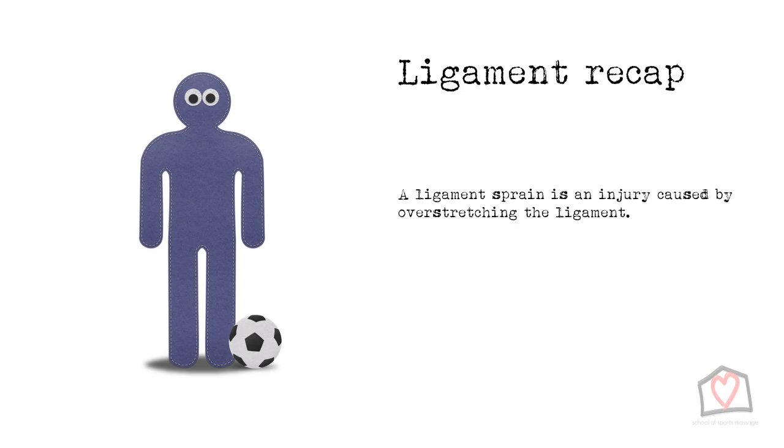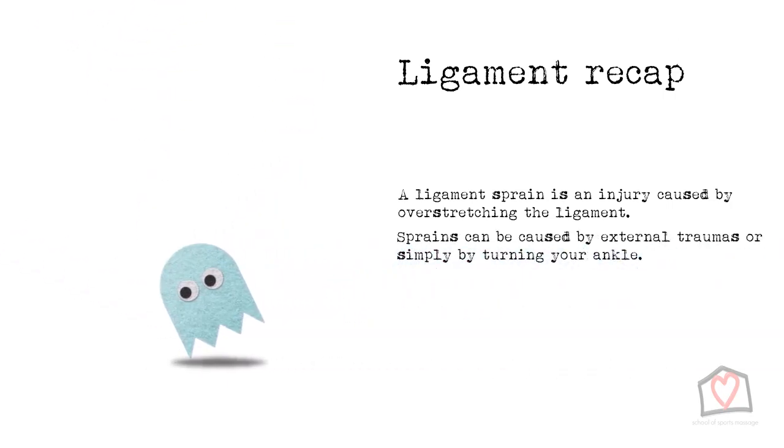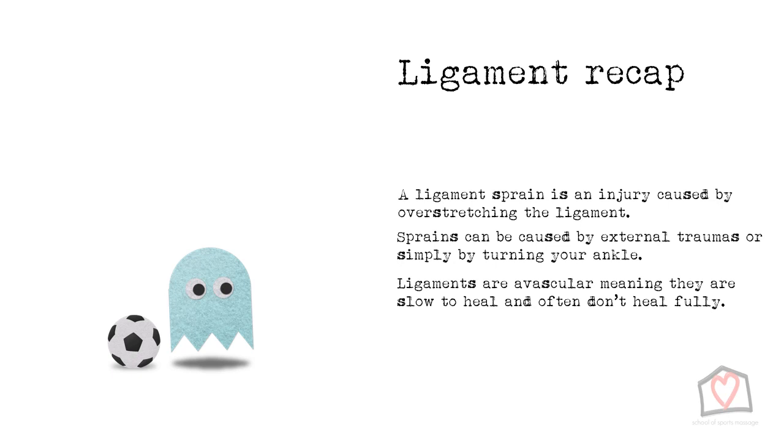A ligament sprain is caused by overstretching the ligament. This can be a consequence of an external trauma, such as being tackled, or as simple as turning your ankle, which we've probably all done. Like tendons, ligaments are avascular. They have a poor blood supply, which means they are slow to heal and don't often fully heal. Ligament injuries can often leave the joint unstable to varying degrees.